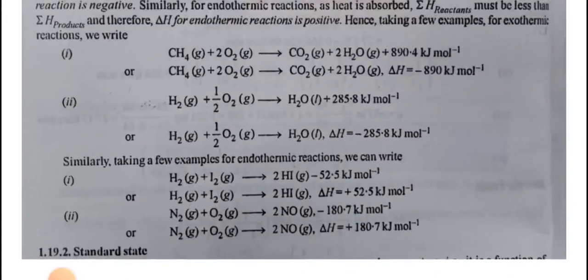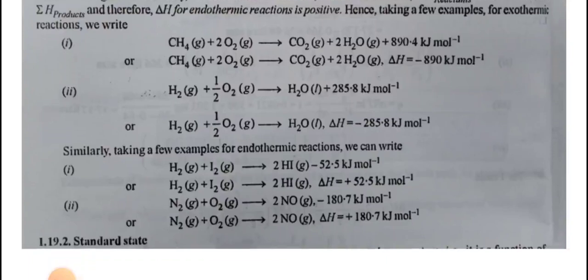Similarly, taking a few examples of endothermic reactions, we can write first, H2 gas plus I2 gas is equal to 2HI gas minus 52.5 kJ per mole. Here delta H is equal to plus 52.5 kJ per mole. Second, N2 gas plus O2 gas is equal to 2NO gas minus 180.7 kJ per mole. Here delta H is equal to plus 180.7 kJ per mole.